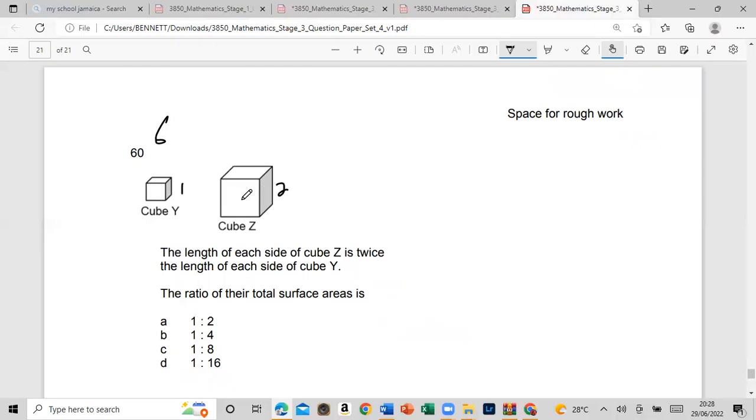This number will be 2 times 2 is 4. I have 6 times 4, 24. So that is 6 versus 24. 6 into 6 is 1, 6 into 24 is 4. So that's 1 to 4. Squad, we have reached the end.